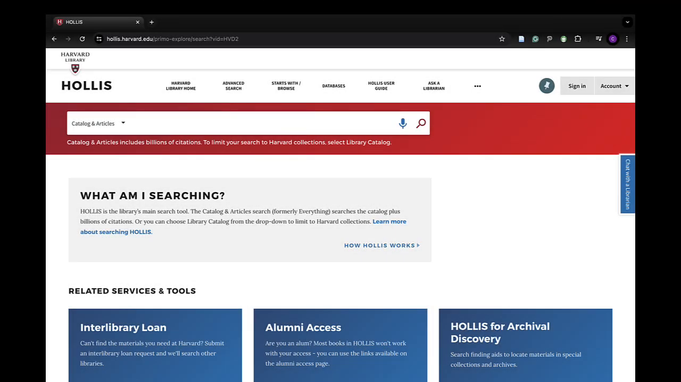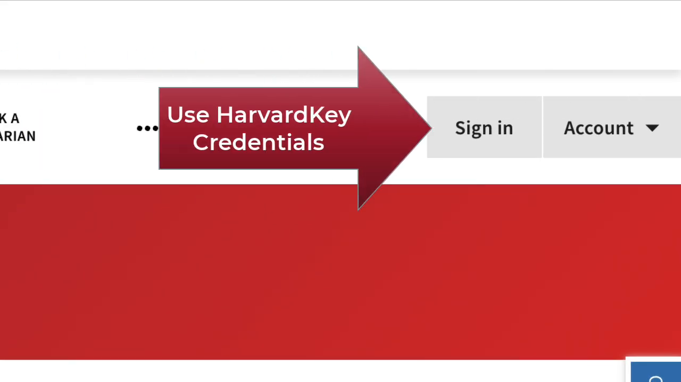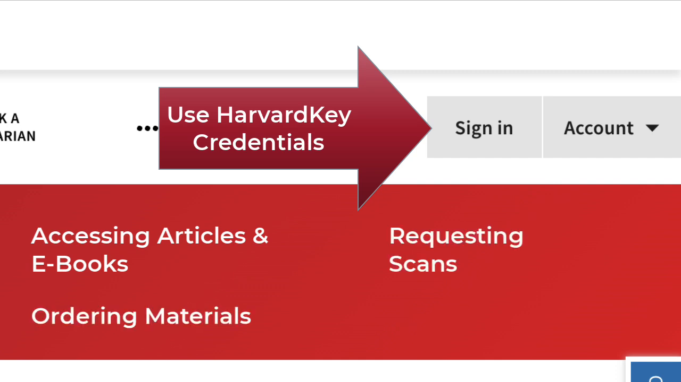HOLLIS is available at hollis.harvard.edu. Make sure each time you use HOLLIS to sign in using the link in the upper right. Signing in allows you to use Harvard-only services such as accessing articles and ebooks, ordering materials, and requesting scans.